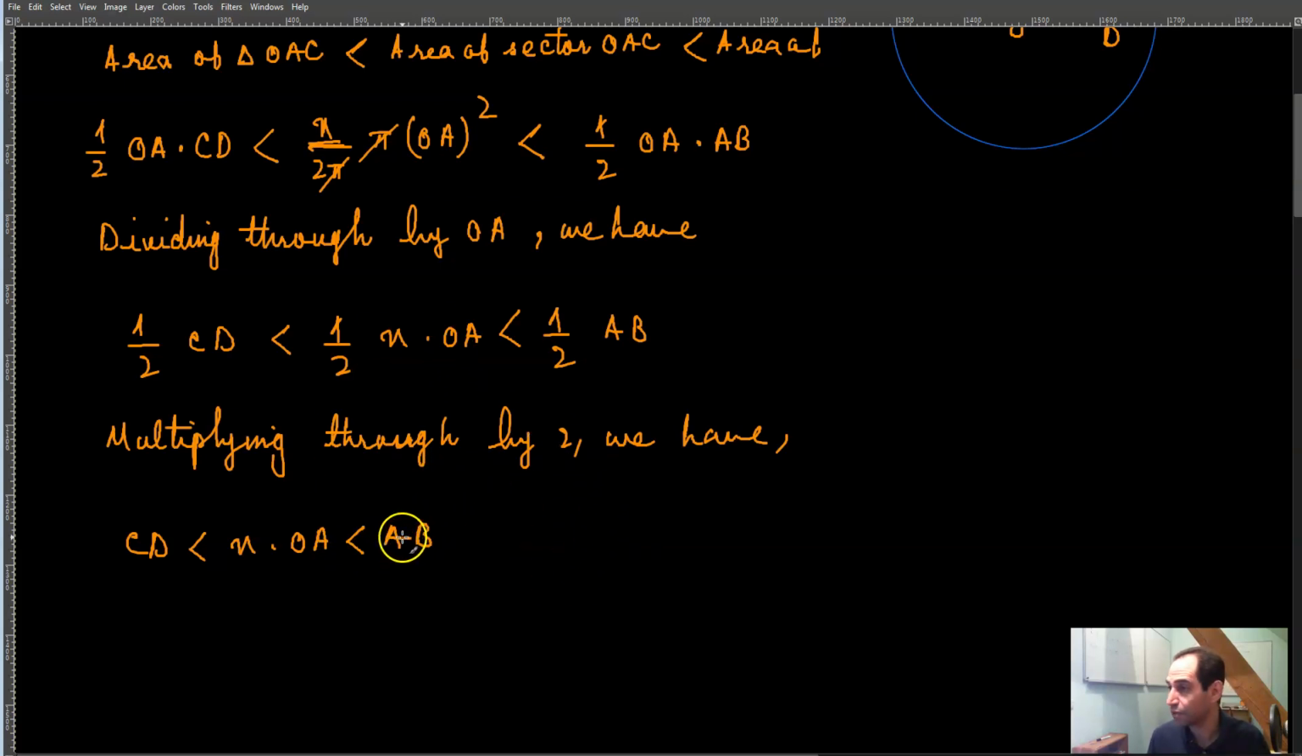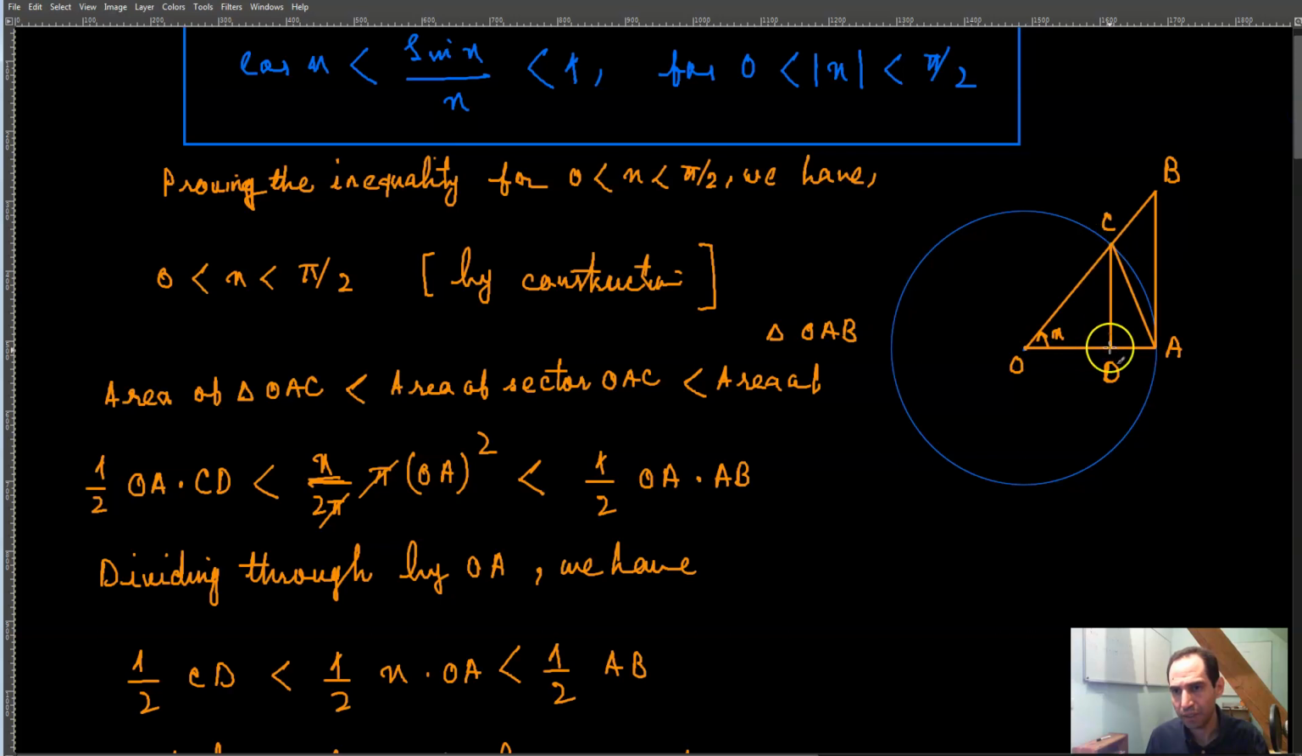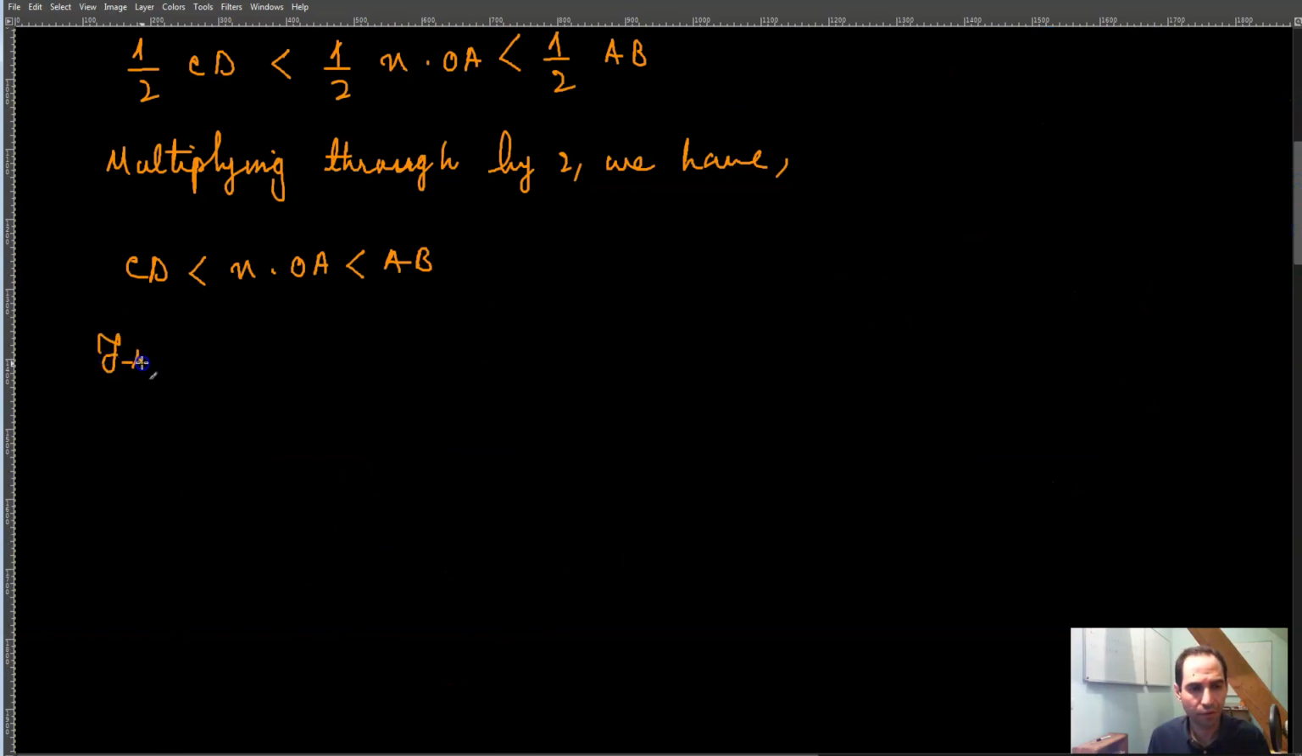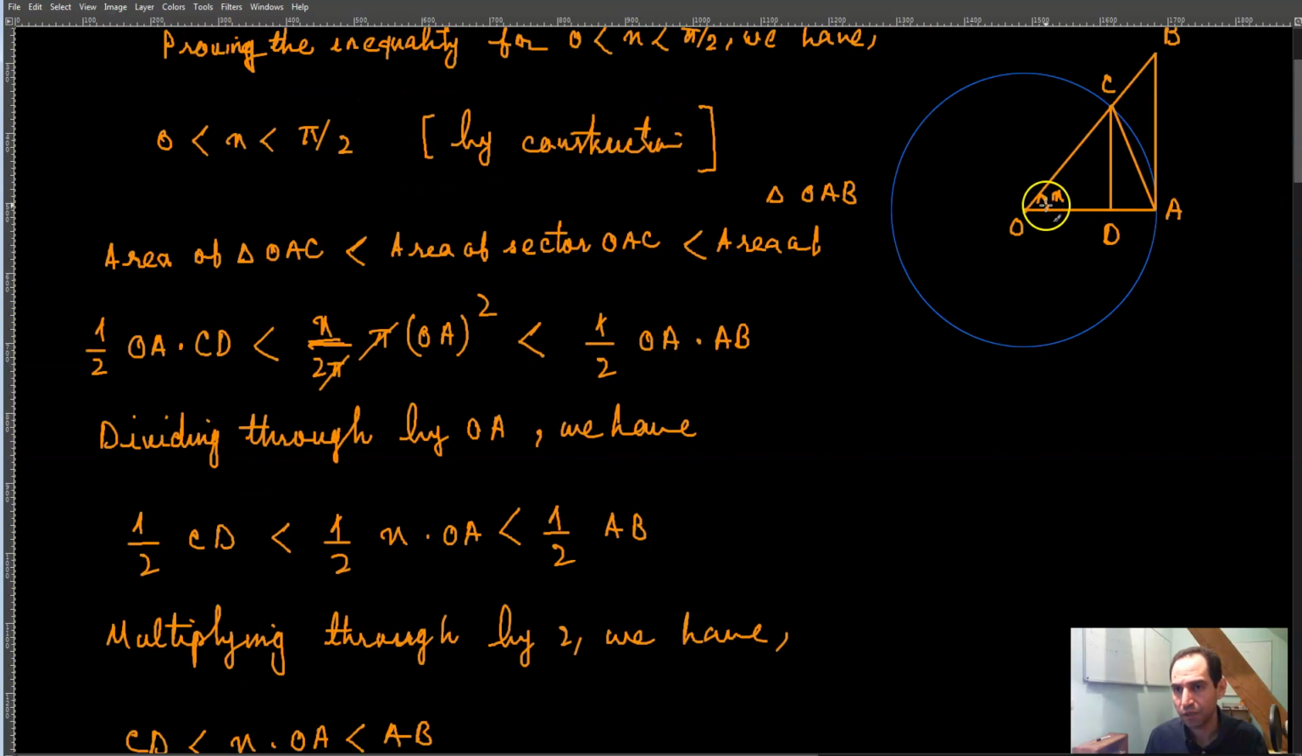Okay, so that is one thing. Now from triangle OCD, which is this triangle over here, we have sine x, which is CD by OC, and OC is the same thing as OA, because both of these are radii of the circle. So you can say CD by OA.